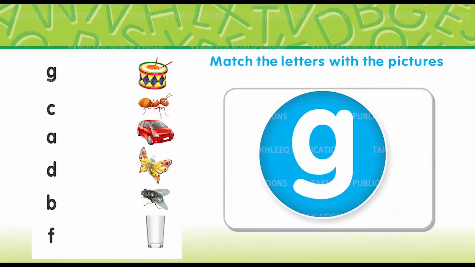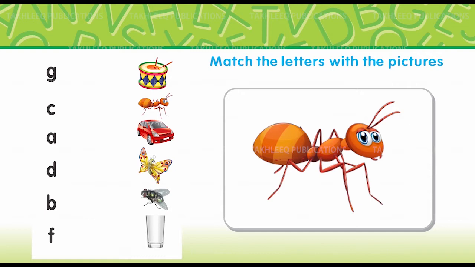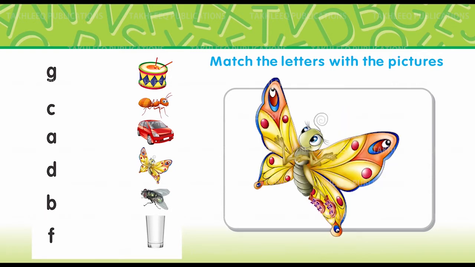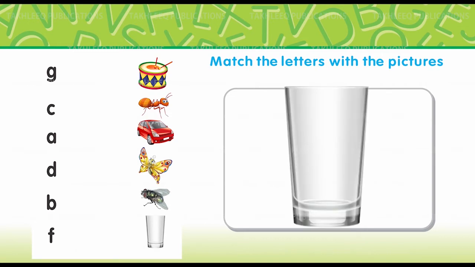G stands for glass. Now we search the picture of a glass. Drum and car, butterfly, fly, glass. Yes, this is the picture of a glass. So we match G with the picture of a glass.